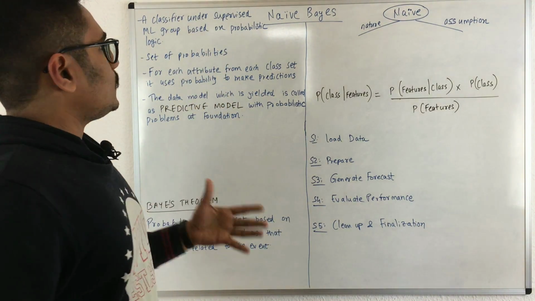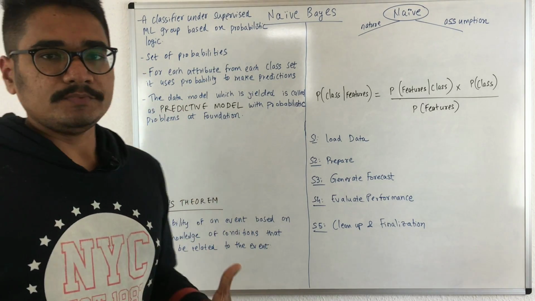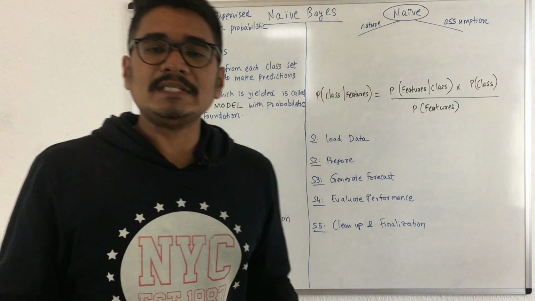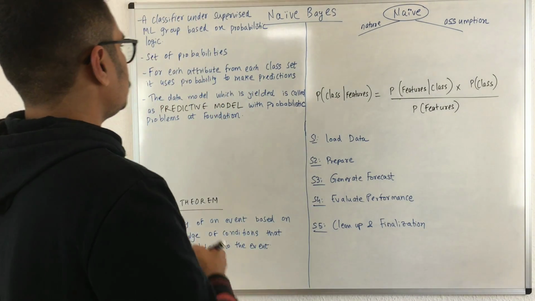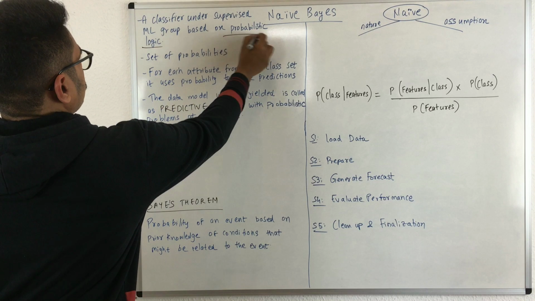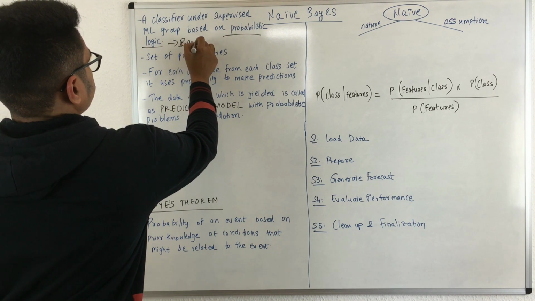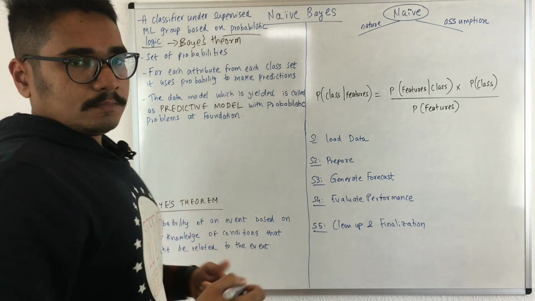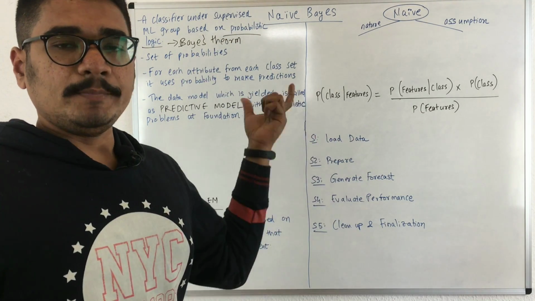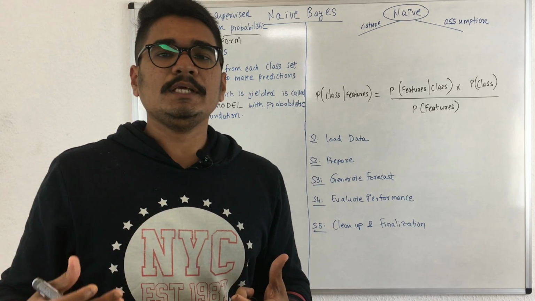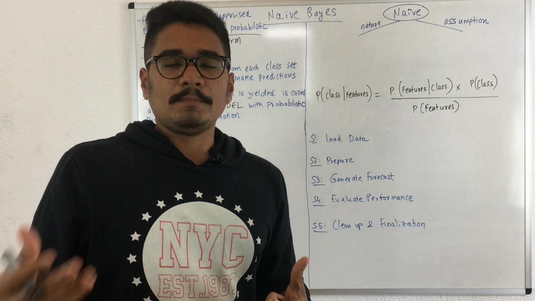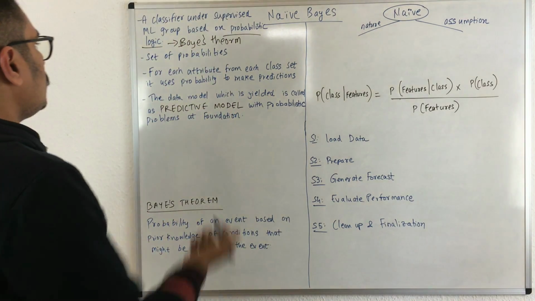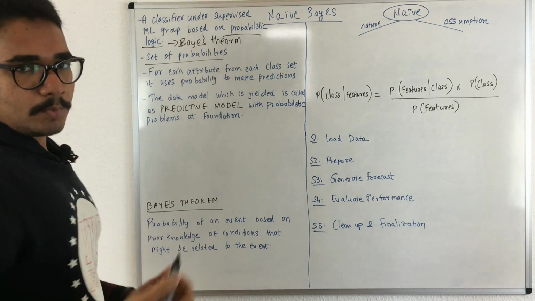So to begin with, naive Bayes is basically a classifier which is under the supervised machine learning group, which is based on some probabilistic logic. Now what this probabilistic logic uses is the Bayes theorem, or the algorithms which are based on the Bayes theorem. Bayes theorem is basically a form of mathematical probabilistic technique where you calculate the probabilities of an event. So it just considers a set of probabilities.